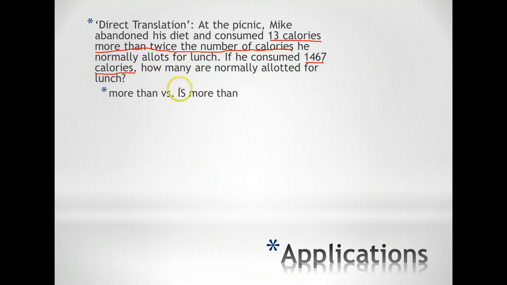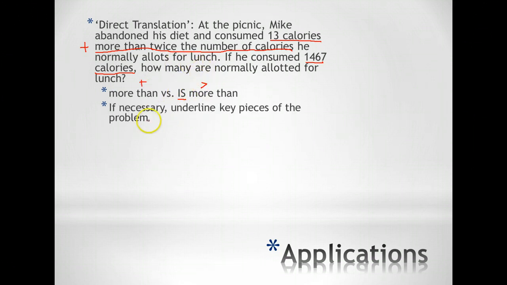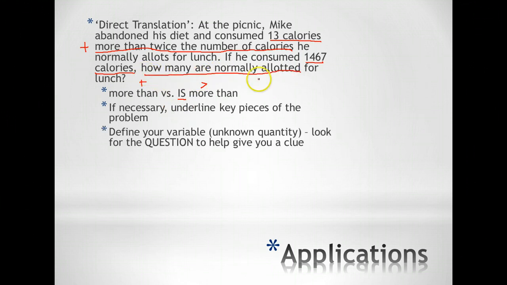Okay, so first thing, notice that it says more than here. This is not an inequality. More than is addition. If it said is more than, that is greater than. Okay, so be very careful. More than is addition, is more than is greater than. Okay, so we underlined our key pieces of the problem. The question, how many are normally allotted? That's what we want to find.